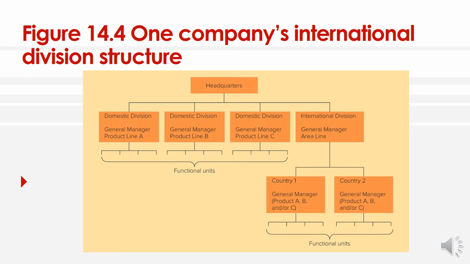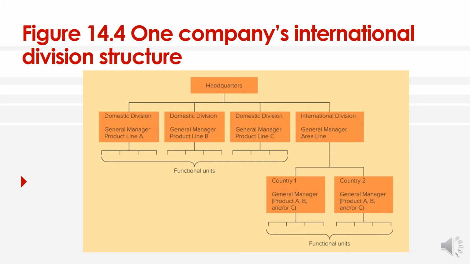Figure 14.4, one company's international division structure. So this is another organizational structure that we have at the international level. In this chart, the general manager of product A, product B, and product C of country 1, and the general manager of products A, B, and C for country 2 both report to the International Division General Manager, area line.